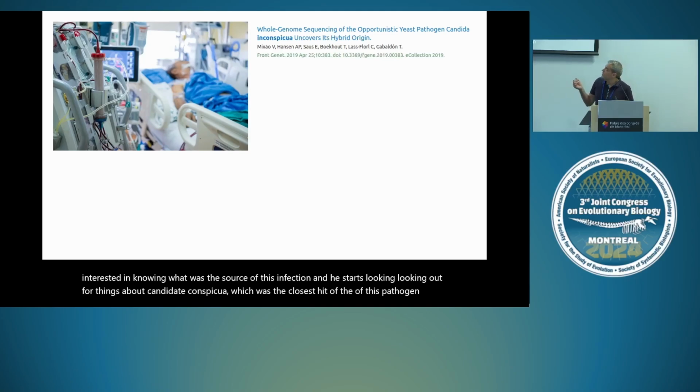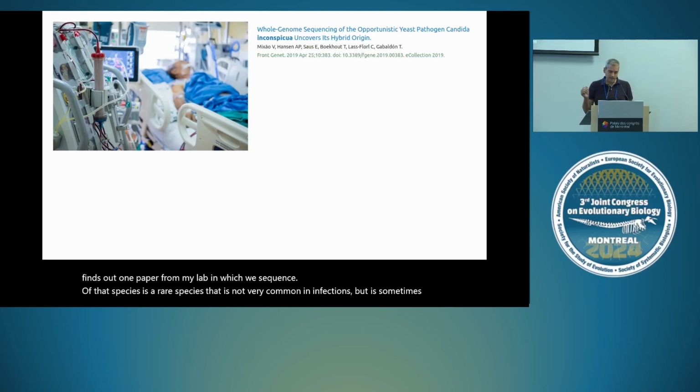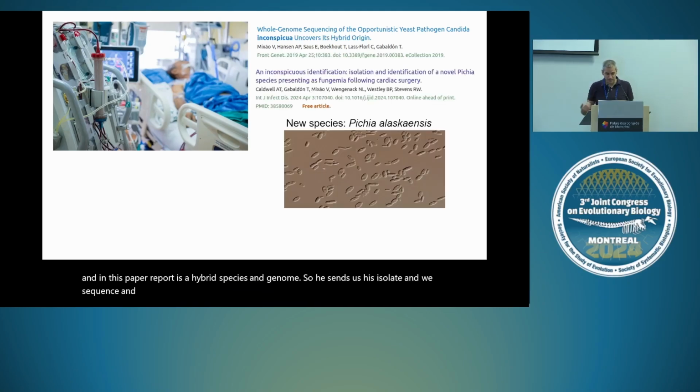So he finds one paper from my lab in which we sequence the genome of that species. It's a rare species that is not very common in infections, but is sometimes found. And in this paper we report a hybrid species genome. So he sends us his isolate, and we sequence it, and we determine it's not quite the same species. It's actually a different species. It's a new species that has never been described. And we also find that this new species found in this patient is also a hybrid.